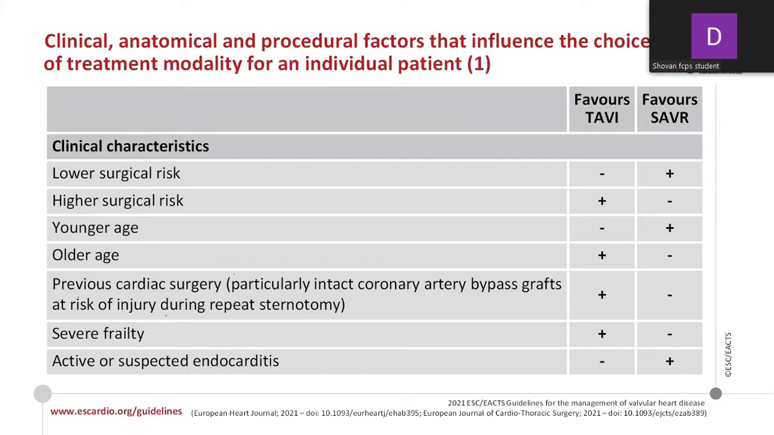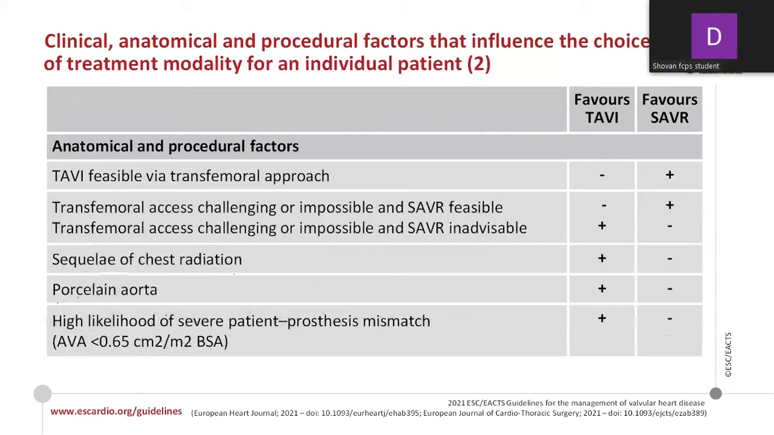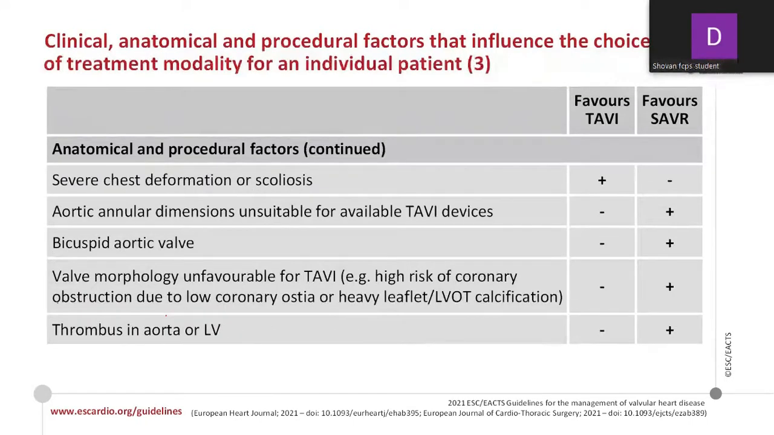But if any patient has a higher surgical risk, previous history of cardiac surgery, older age, severe frailty, or the patient may suffer from chest radiation, porcelain aorta, or high likelihood of severe patient prosthesis mismatch, at that time we will prefer transcatheter aortic valve replacement rather than surgical aortic valve replacement.